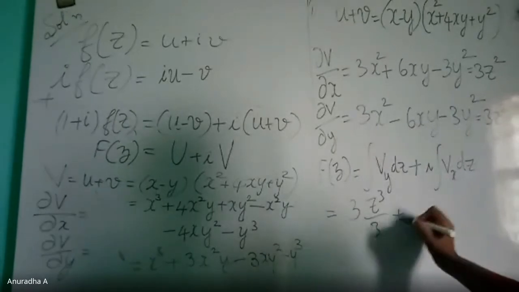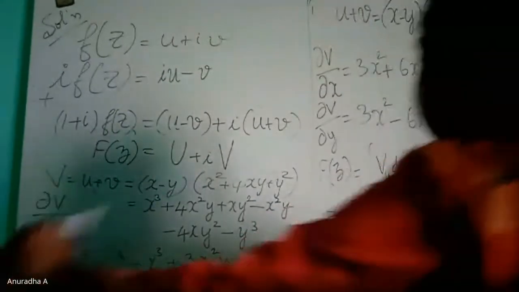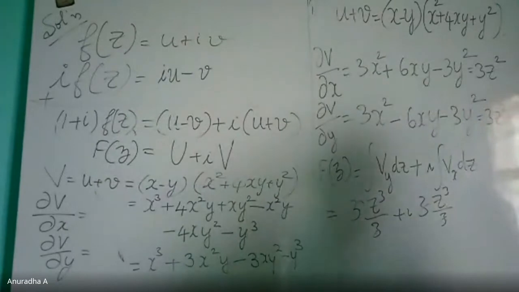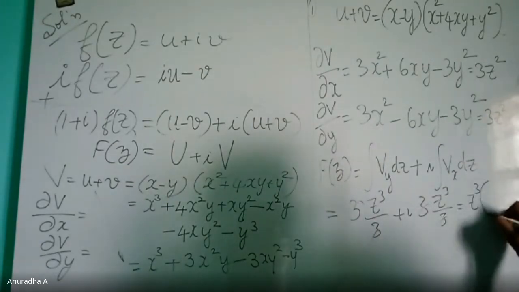z cube by 3 plus i into 3 times z cube by 3. I'm getting z cube plus i z cube. Let me just check the answer. Obviously, they didn't write the f of z answer. Oh no, they have written 3z square. Correct only, I think. Let me go with this. So it is z cube times 1 plus i.